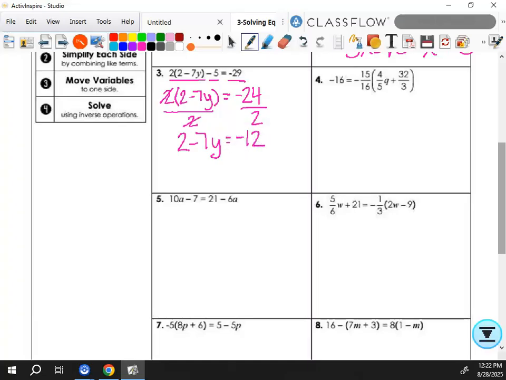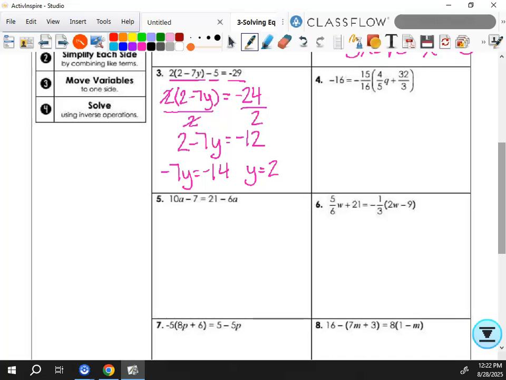Okay. Then we would subtract 2, get -7y = -14. y = 2. Okay. Everybody okay with all that? Any questions? If you're like, this is ridiculously boring, that's actually a good thing. But if you have a question, make sure you let me know. We'll get into some others that you're not going to think are boring.